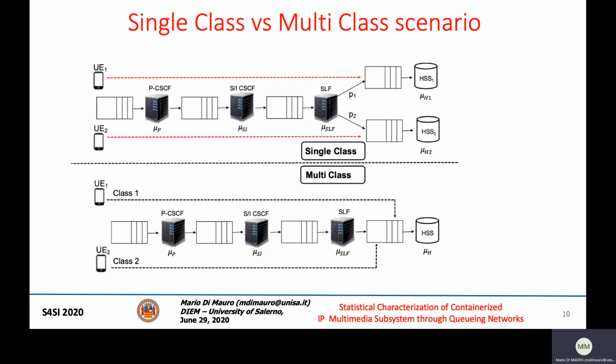Let us now consider an additional analysis. If you remember what I said some slides ago, it is possible to model a single class scenario obeying the classic Jackson theorem, or a multi-class scenario through the BCMP extension. In this slide, we summarize two scenarios that we want to compare. In the single class scenario, in the topmost part of the slide, we have two HSS nodes, each one managing two separate classes of users, precisely user equipment 1 and user equipment 2. In the downmost part of the slide, we can see an example of a multi-class scenario where we have a single HSS able to manage simultaneously two classes, class 1 and class 2.